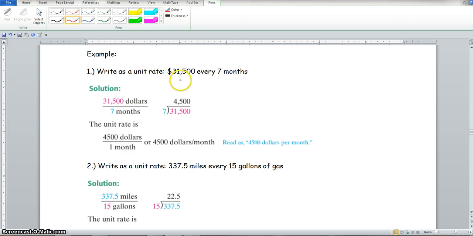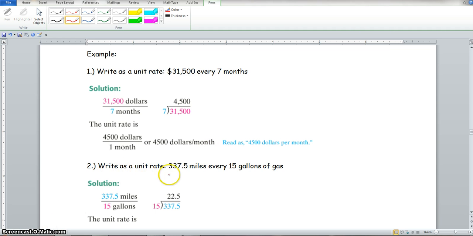Example, write as a unit rate, $31,500 every 7 months. Now, if you notice here, we just take 7, divide into the 31,500, and that gives us $4,500 over 1 month, or $4,500 per month.